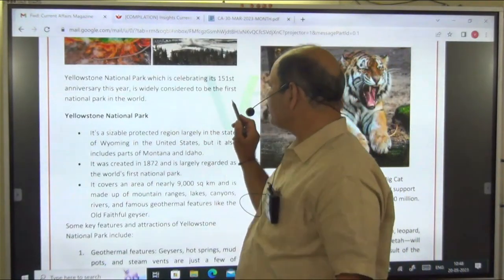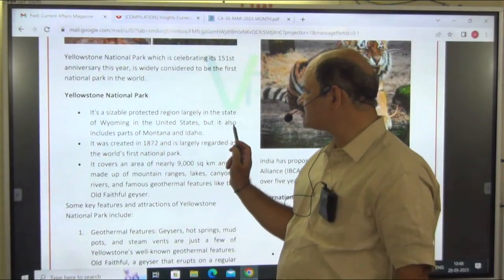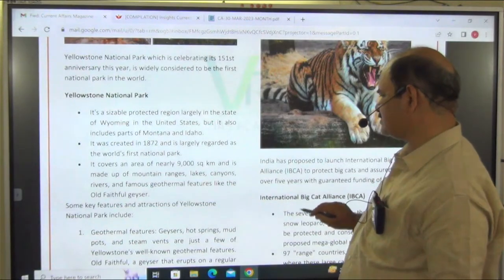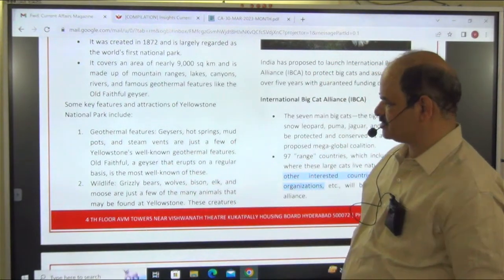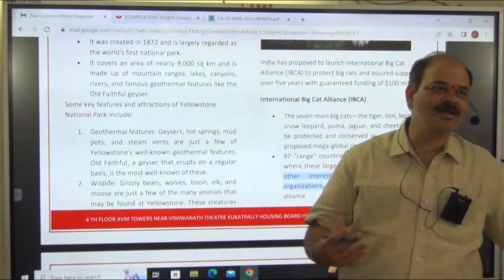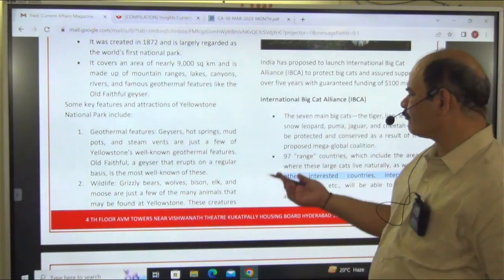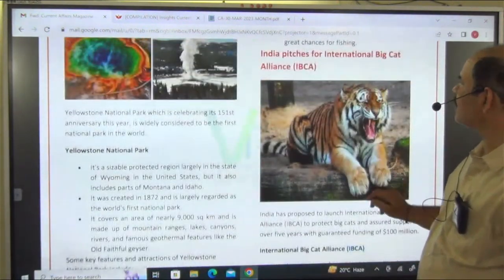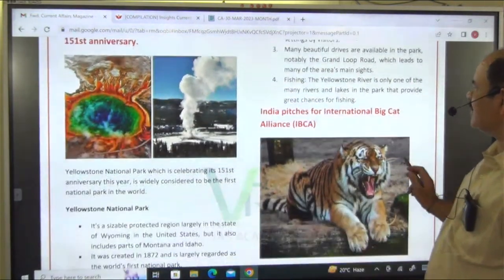It is widely considered to be the first national park. It is a sizable protected region, largely in the state of Wyoming in the US, but it also includes part of Montana, etc. Some key features: geothermal features, geysers, hot springs. All these are the associated landforms of the volcano. And of course, wildlife, different types of wildlife, there is no need to mug that up. Many beautiful drives, park, etc., fishing is common.